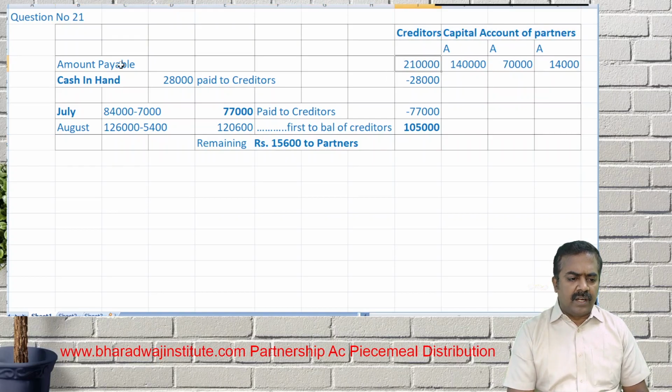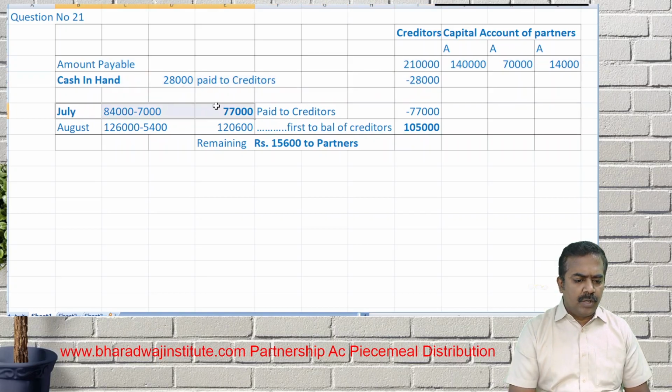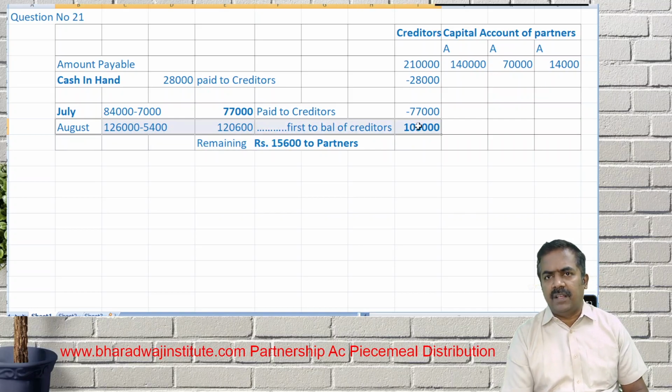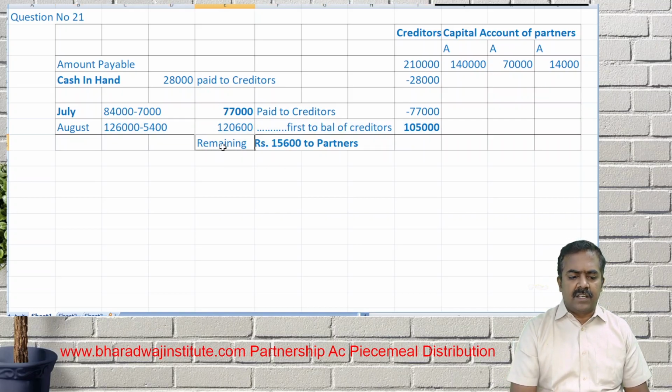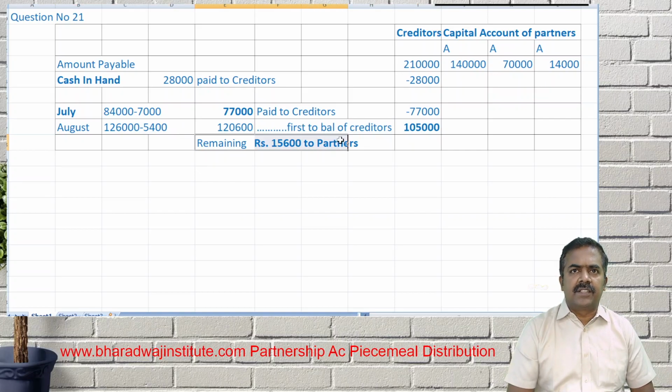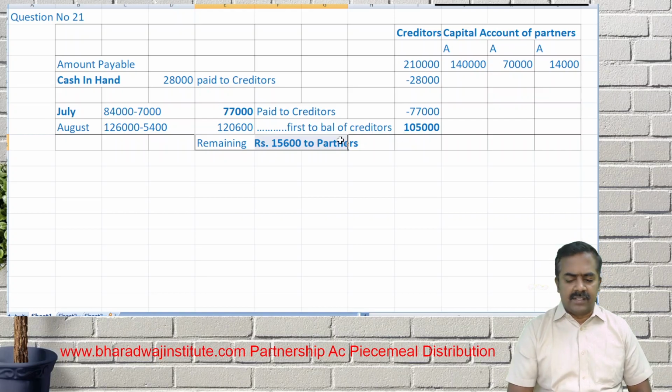So creditors 2,10,000 is there. Cash in hand will be used for paying creditors. July month realization is paid to creditors only. August month, 1,26,000 is there. First pay the balance of creditors. Remaining how much is available to partners? 15,600 is available to partners.